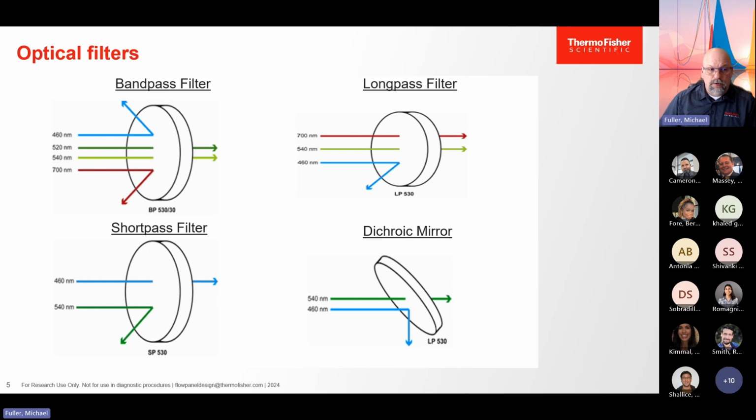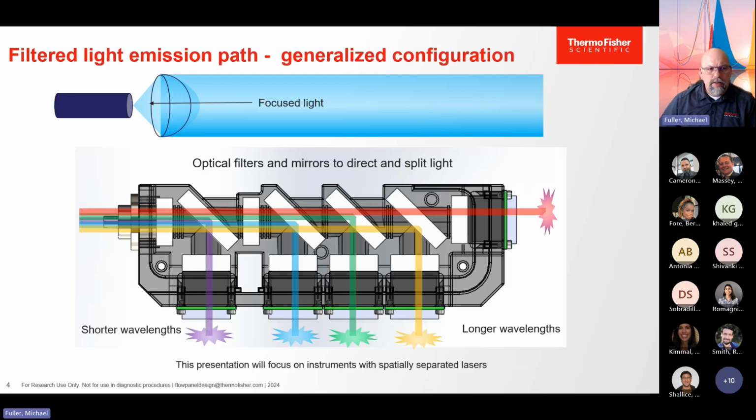Similarly, there are short pass filters, which essentially work the exact opposite of a long pass filter. In this case, a short pass 530 would allow through all light of the indicated wavelength of 530 nanometers and below. Anything above that wavelength would be deflected off. Again, going back to our detector array, these ones can be put in the light path, basically to block out any light noise that we don't want to go any further, or in different types of configurations. They can also be used as collection filters as well.